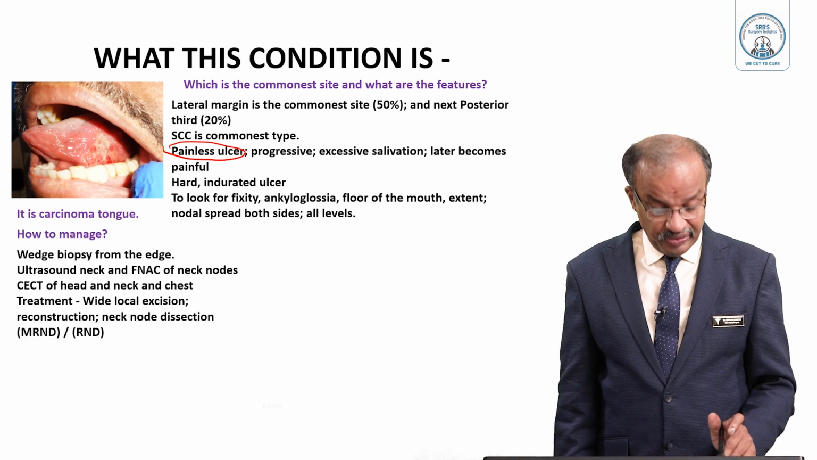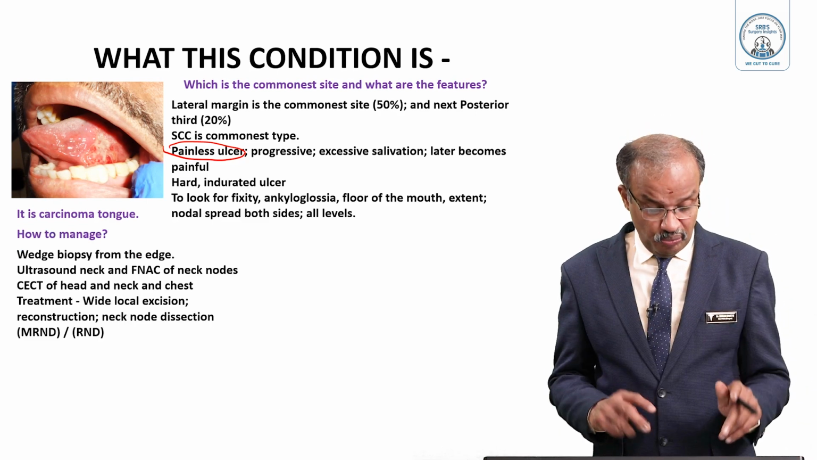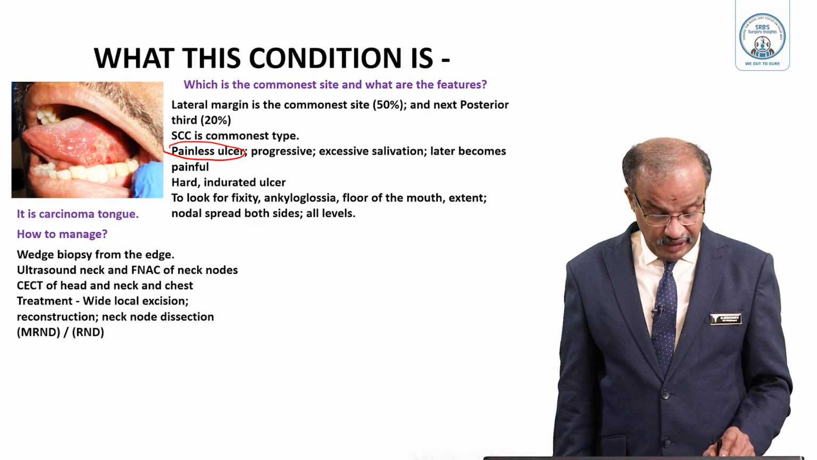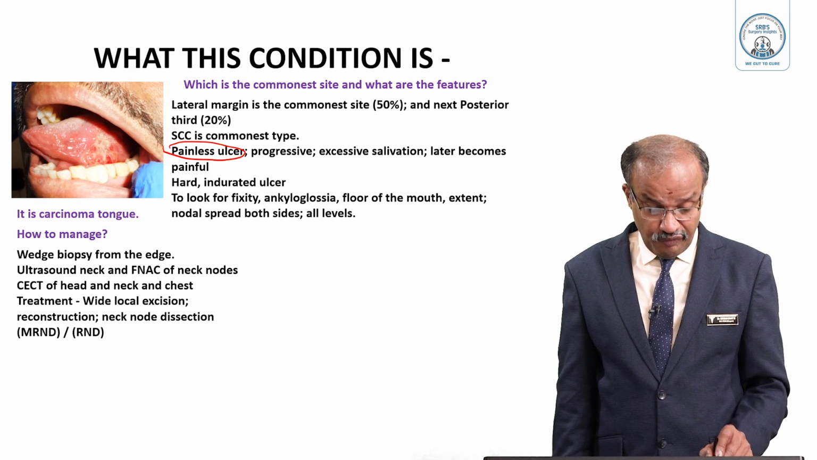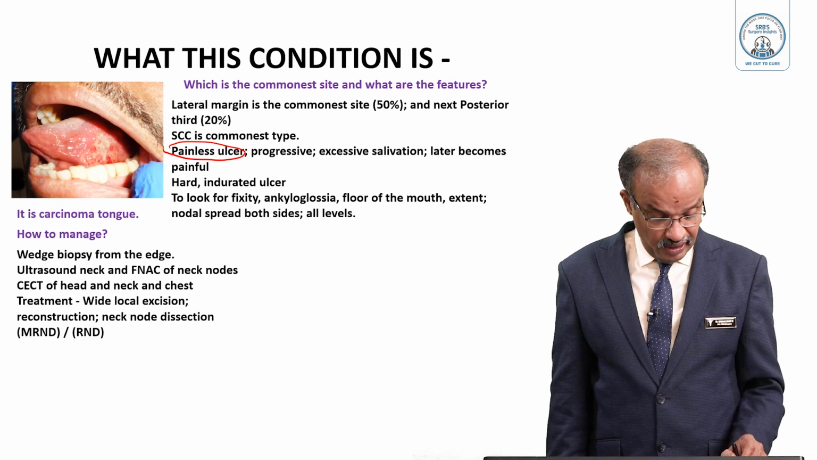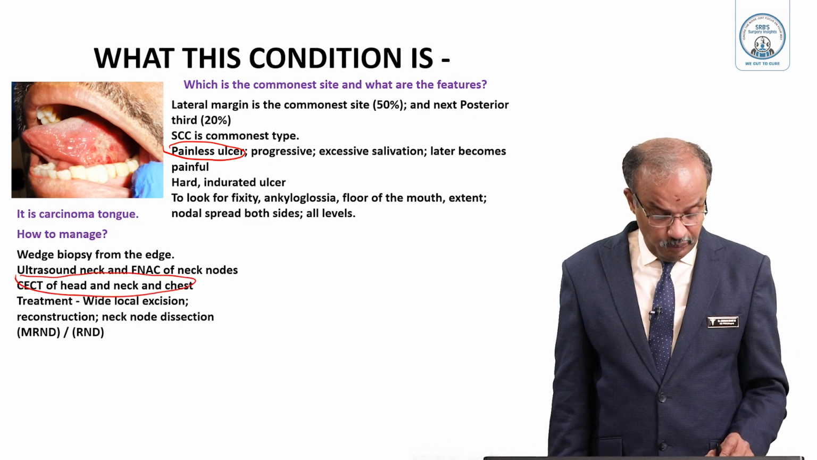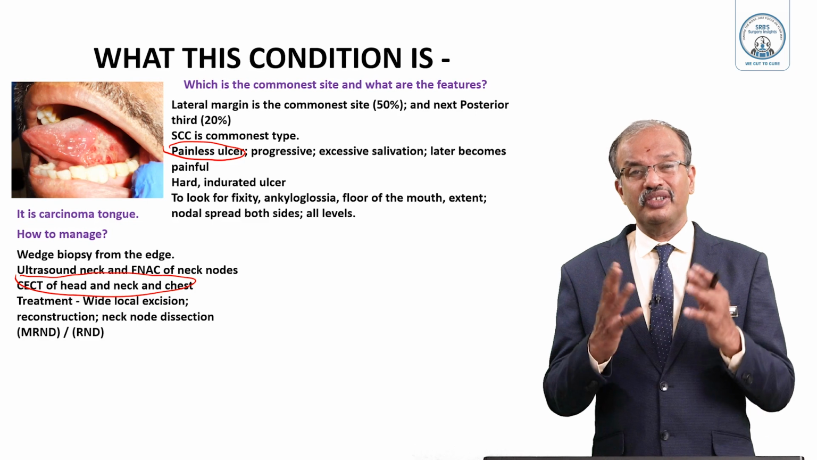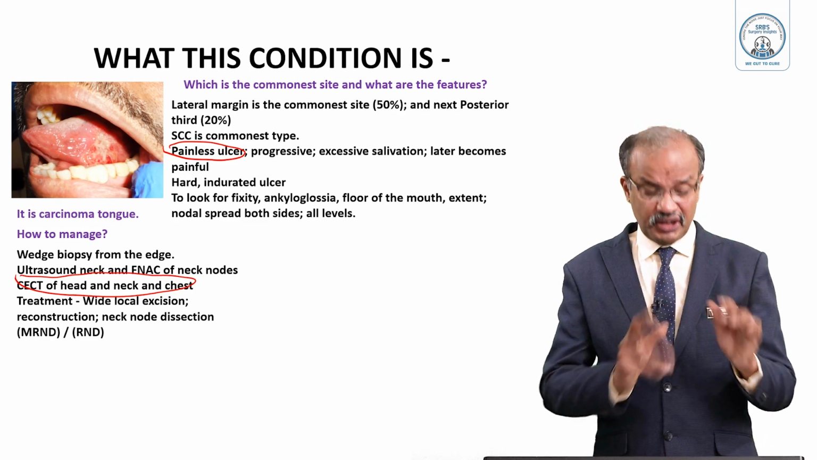So how to manage? Wedge biopsy from the edge, minimum 2 or 3 biopsies to take. Ultrasound neck for the lymph nodes, and FNAC of neck nodes. CT head, neck and chest, you have to remember, that's very, very important. Currently many people do PET CT, but this is usually sufficient in early stage.